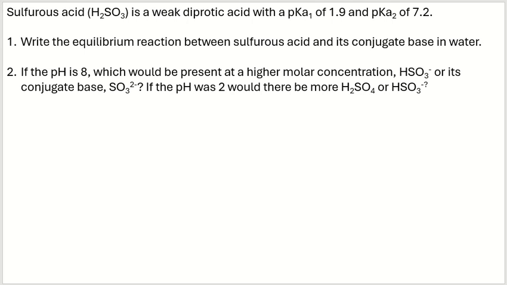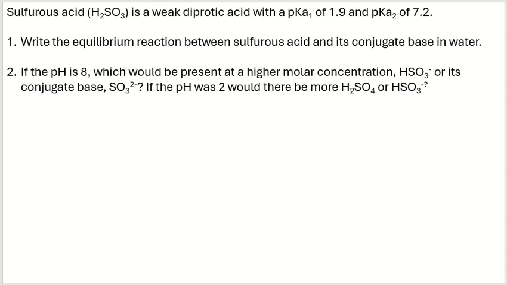So here I have an acid-base problem, and in this we're going to discuss a few things such as pH, pKa, and the Henderson-Hasselbalch equation. We have in this scenario sulfurous acid. It is a weak diprotic acid, diprotic meaning it has two hydrogen ions it can give up, and they have pKa values: the first one is 1.9 and the second one is 7.2.